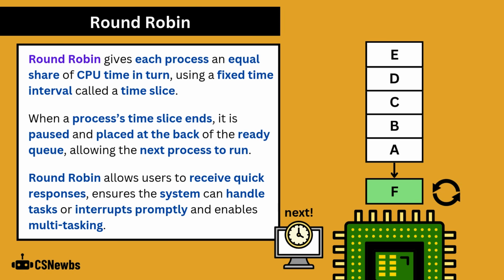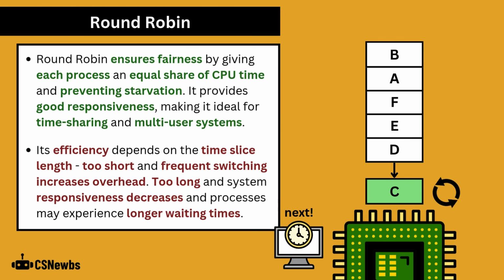Round-robin allows users to receive quick responses, ensures the system can handle tasks or interrupts promptly, and enables multitasking. Round-robin ensures fairness by giving each process an equal share of CPU time and preventing starvation. Starvation refers to when a process is continually overlooked by the scheduler and never gets CPU time because other processes keep being prioritized. It also provides good responsiveness, making it ideal for time sharing and multi-user systems.